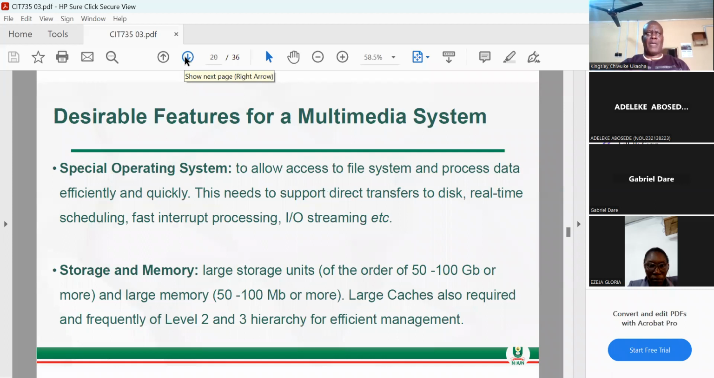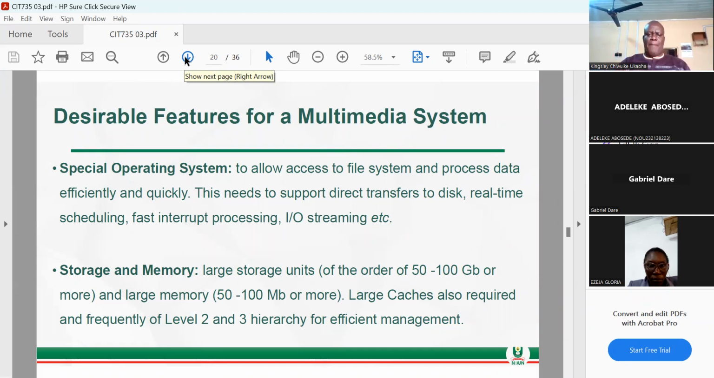Another desirable feature is a special operating system. Not all operating systems will allow you to interact with a computer system over a communication medium. Everybody is talking, everything goes on, and it's difficult. So a special operating system will allow access to the file system and process data efficiently and quickly. Even when I send a video to you, the operating system will need to fetch that video, look for the appropriate app that can open it, and you start playing it.